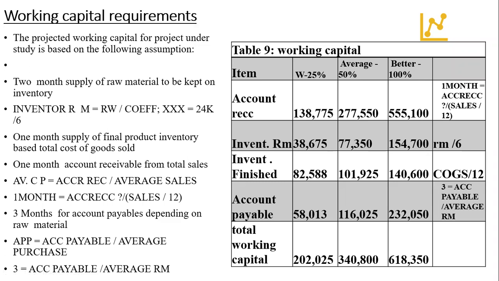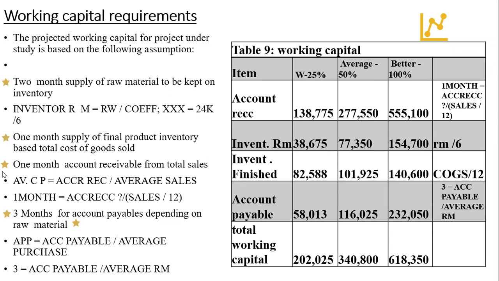So for the account receivable, he said here, if you go to these detailed instructions for the data of the account receivable and accounts payable, he said 3 months of accounts payable. And as well, he said 1 month of account receivable from the total sales. And then he said 2 months of raw material to be kept in inventory. These are the assumptions. So 2 months for raw material, 1 month of final product based on the COGS.